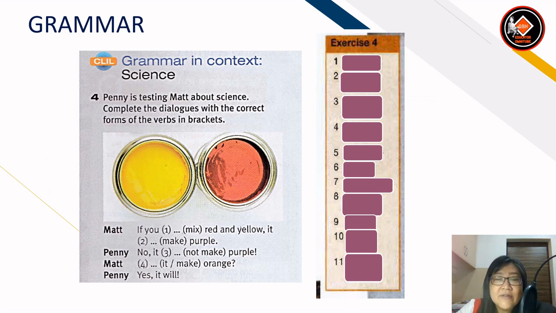Dear students, just now you listened to the conversation on science. So this is grammar in context. Let's look at the answers. Penny is testing Max about science. Complete the dialogue with correct forms of the verbs in brackets. So Matt, if you, answer is mix red and yellow, it will make purple. Penny, no, it won't make purple. Matt, will it make orange? Yes, it will.